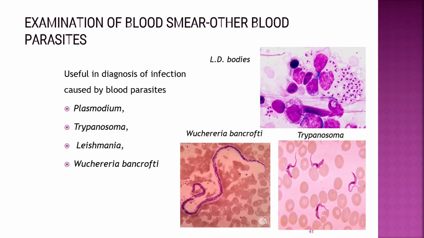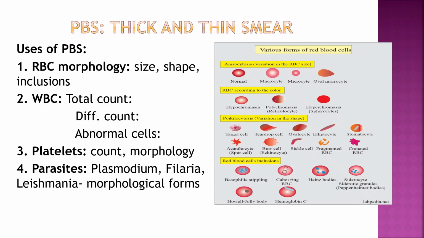So, uses of the peripheral blood smear for blood parasites. First is Plasmodium species, then Trypanosoma, then Leishmania, where you can see LD bodies, then Wuchereria bancrofti, where microfilarial forms can be seen in the slide. So these are the different parasites you can detect in the PBS. Another use of peripheral blood smear is reporting.